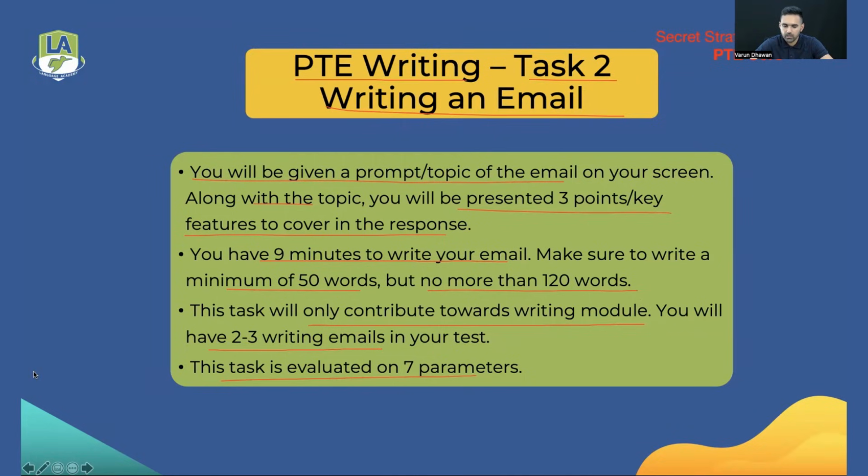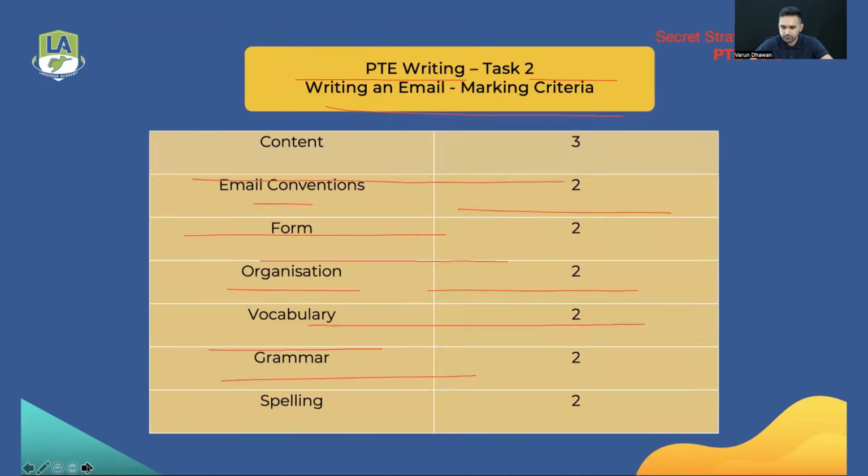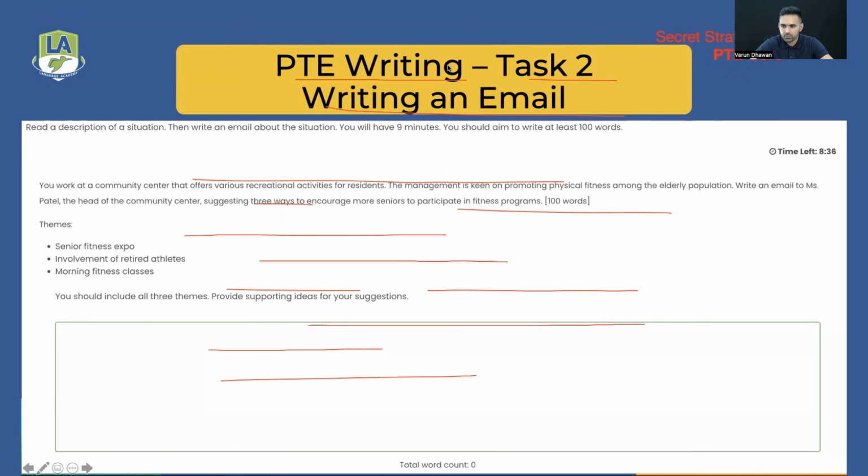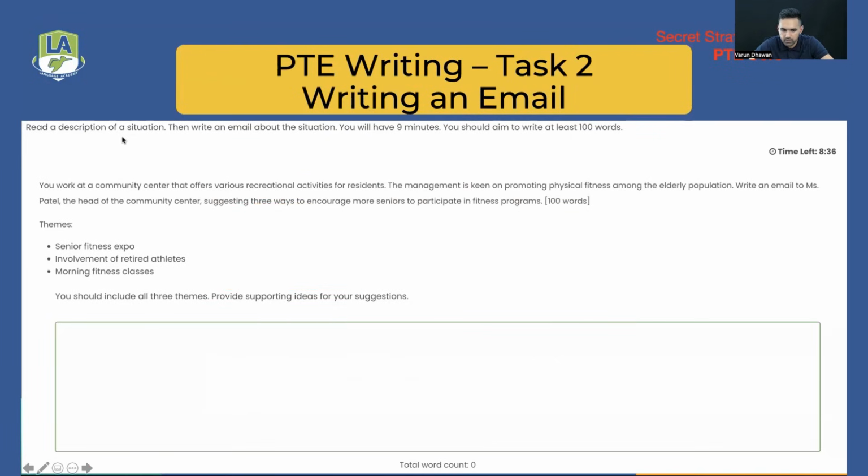or parameters, right? Now, if you look over here, this is how your screen is going to look like. You have the instructions over here. This is the topic: you work at a community center that offers various recreational activities for residents. The management is keen on promoting physical fitness among the elderly population. Write an email to Ms. Patel, the head of the community center, suggesting 3 ways to encourage more seniors to participate in fitness programs. Themes: Senior Fitness Expo, involvement of retired athletes, and morning fitness classes. You should include all the 3 themes.